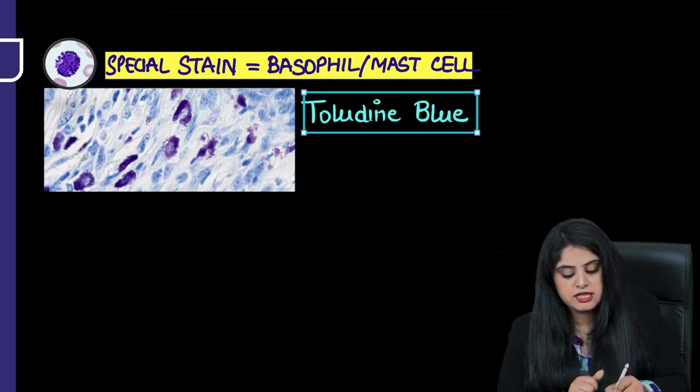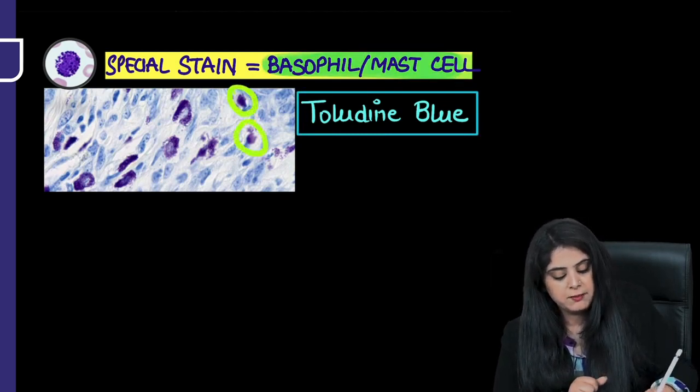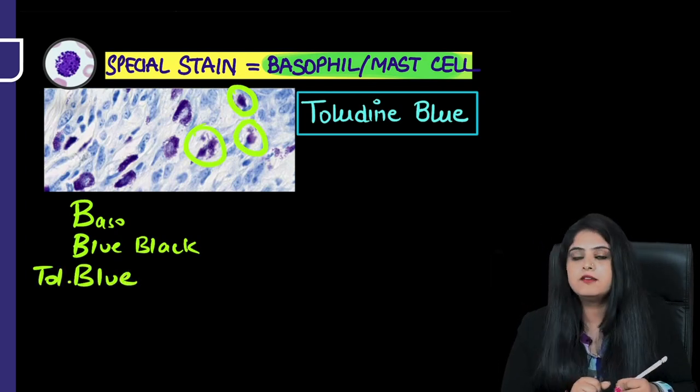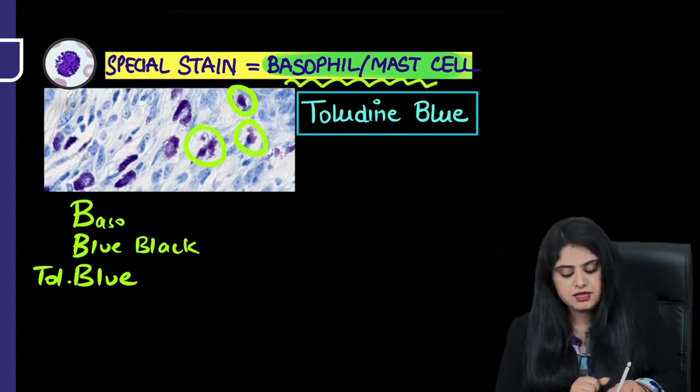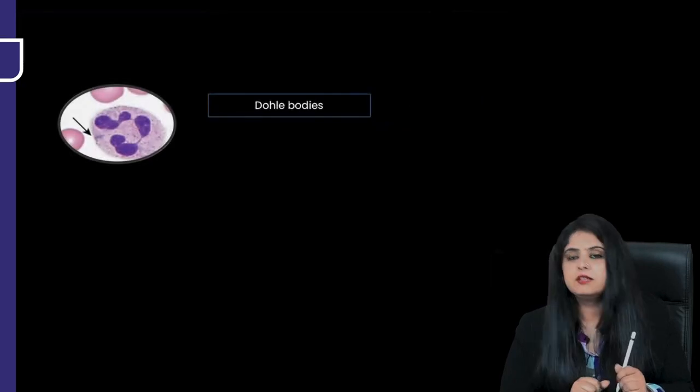What is the special stain that you have not only for basophil but also for mast cells, and that is toluidine blue. So please remember, basophil looks like what? It shows you blue-black granules, and what is the stain? That is also going to be a little blue. That is a toluidine blue stain, for basophil as well as for mast cells.